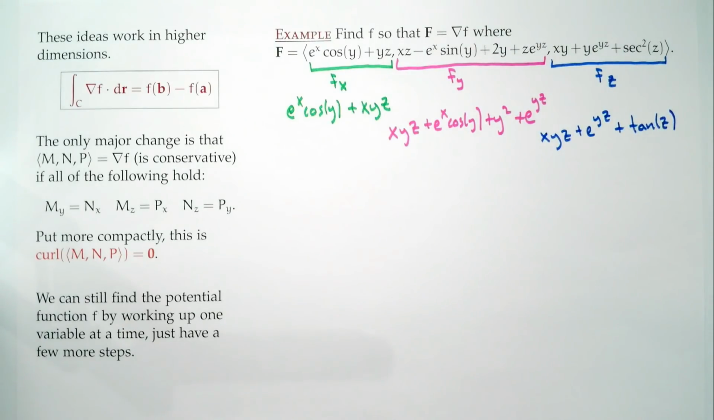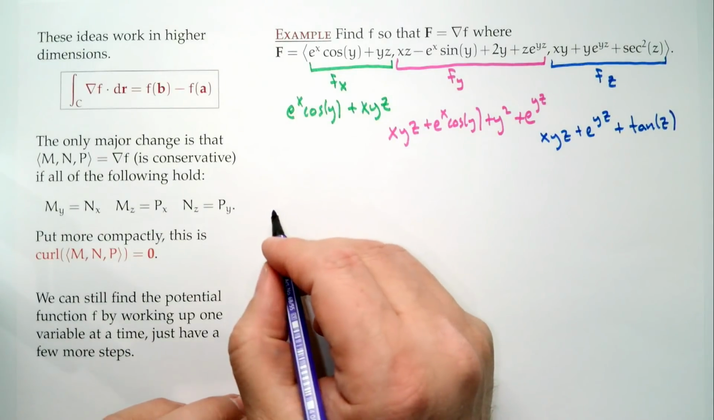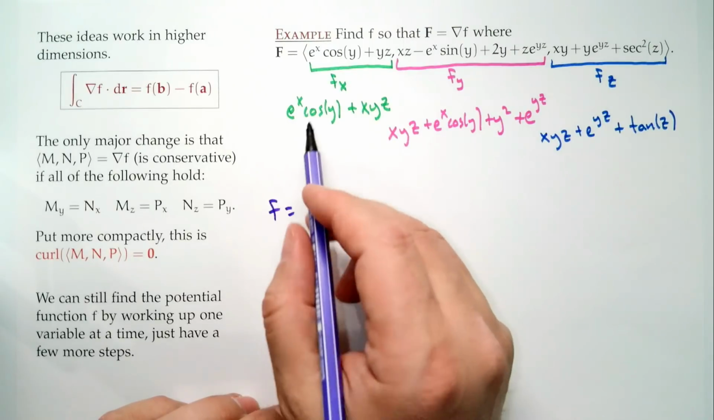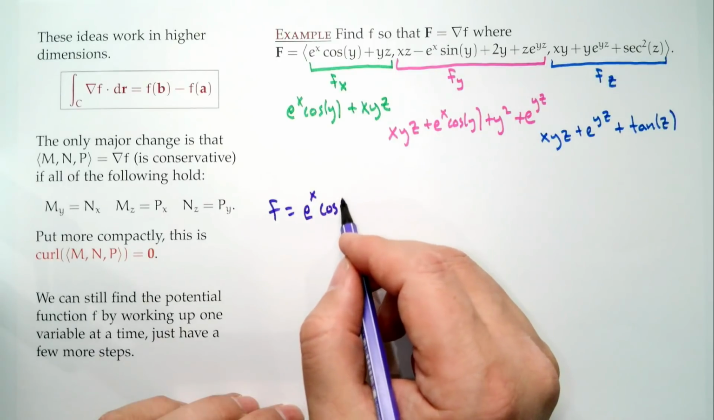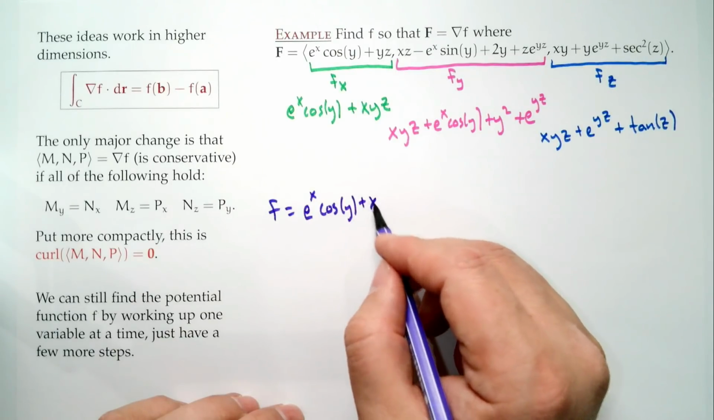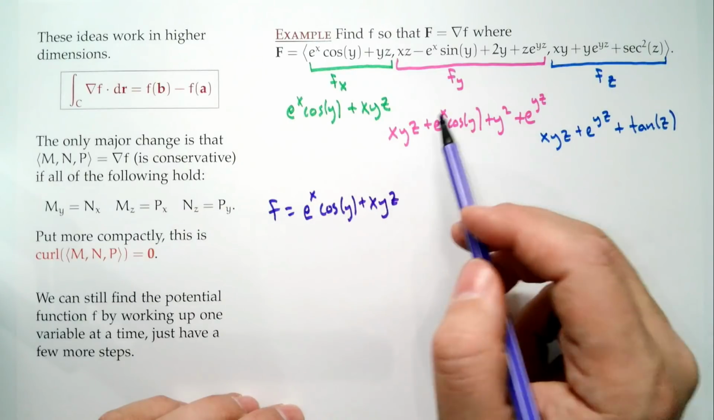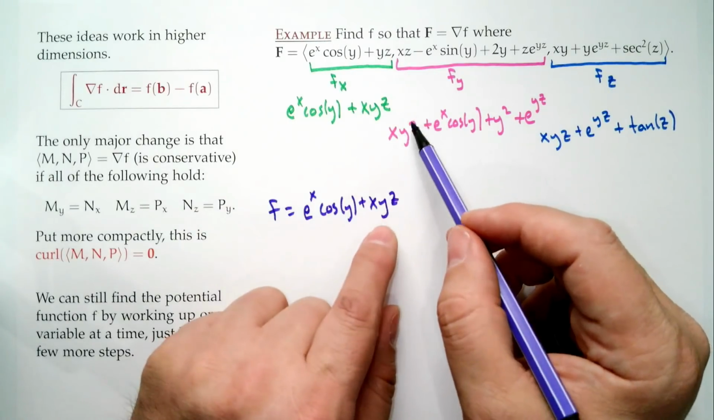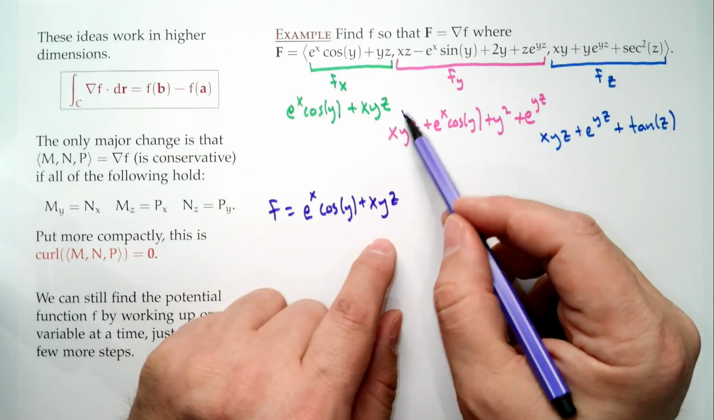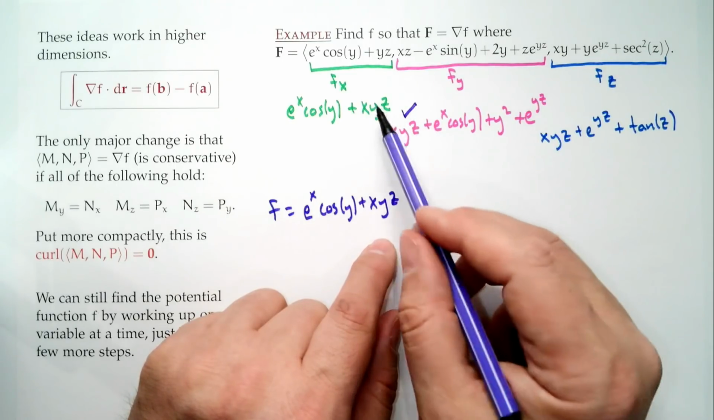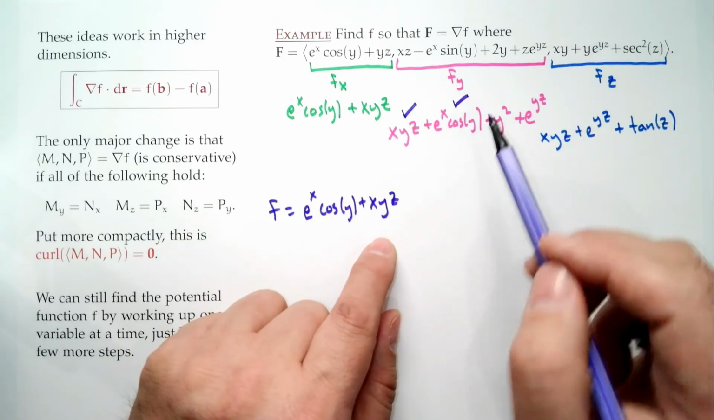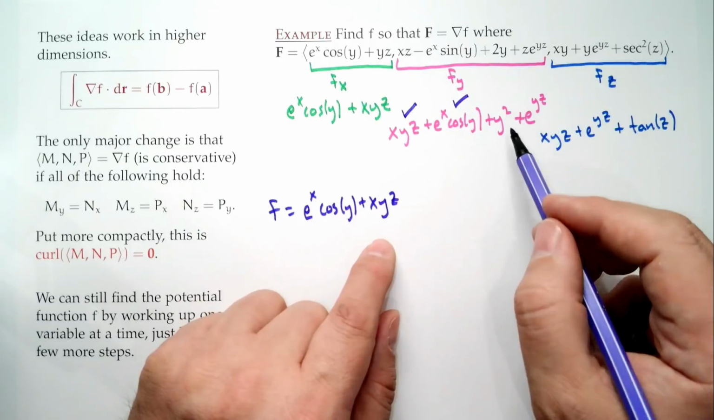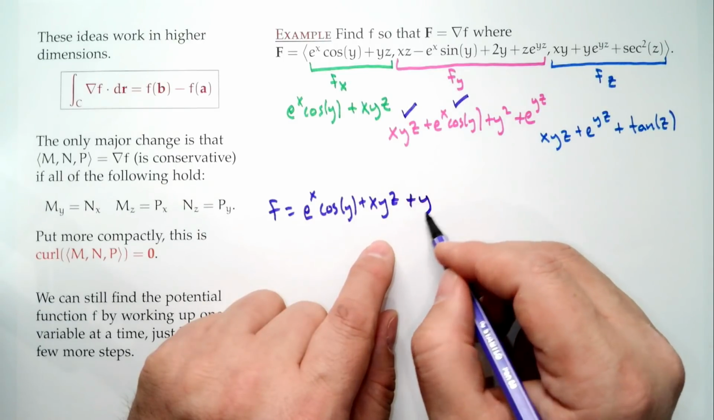So now what we do is we start piecing our function together. So our function f, well, should have all the stuff that came from the first slot, e to the x cosine of y, plus xyz. Now I go to my second slot and say xyz. Well, I already have an xyz, so that's already been taken care of. And I should have expected that because it should be compatible. And I have an e to the x cosine y, which is actually a good sign. I don't have the y squared yet, so let me put that in.